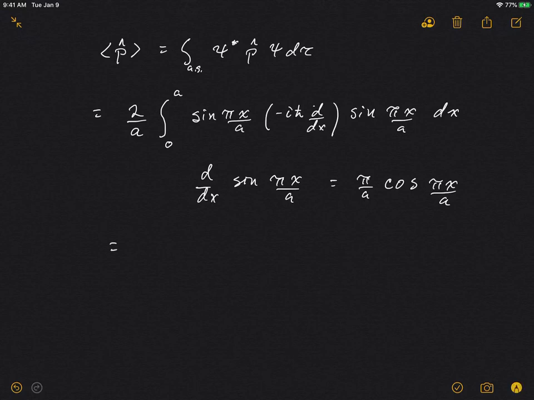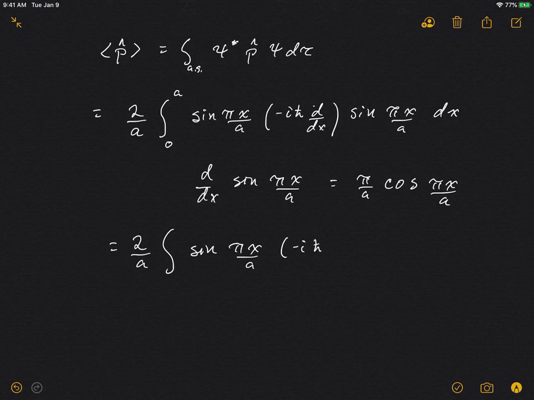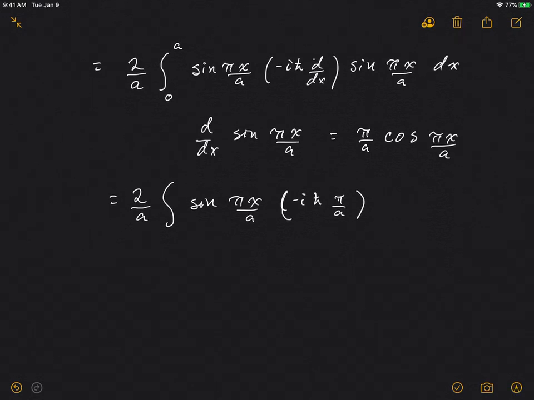Putting our terms together, we get 2 over a times the integral of sine pi x over a, multiplied by minus i h bar pi over a. We're not subtracting that, it's just a negative term there. So minus i h bar pi over a times cosine pi x over a dx, and this again is from 0 to a.